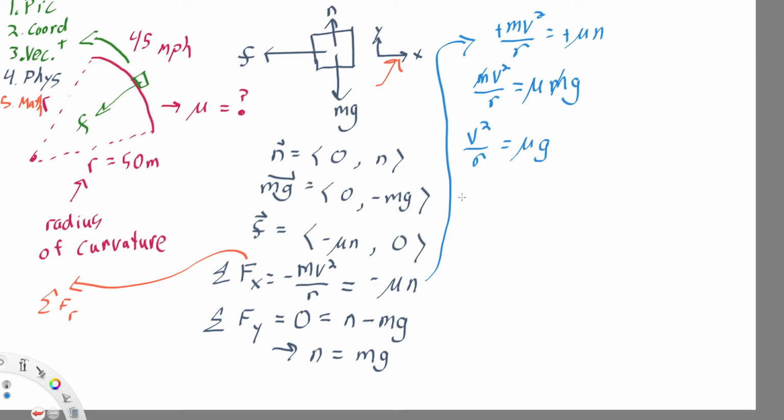So if we want to figure out what the coefficient of friction between tires and road has to be, we can just divide off g. So mu equals v squared over rg. We actually have enough information to just get a number on this thing. So we have our velocity, but it's given to us in miles per hour, which, let's be honest, is kind of a yucky unit. Let's convert that to meters per second.